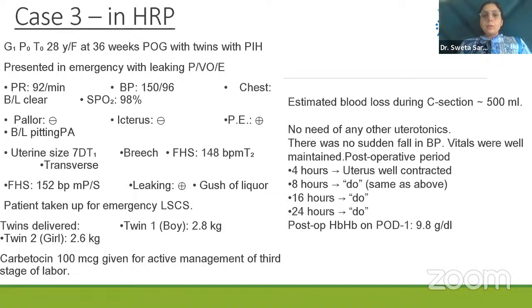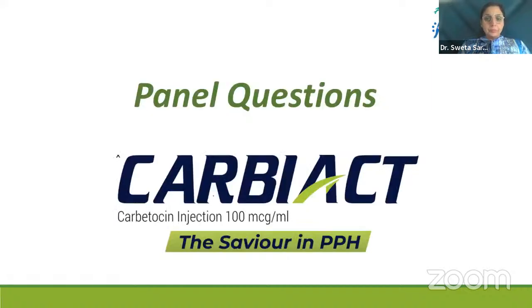So estimated blood loss with all these high risks was still approximately 500 ml only. No need of any other uterotonics. There was no sudden fall in blood pressure. Vitals were well maintained. And in the post-operative period, after 4 hours, the uterus was well contracted, even after 8 hours, 16 hours, and 24 hours, without the use of any other uterotonic agent. And on post-op day 1, the hemoglobin was 9.8 grams per deciliter. Earlier also, her hemoglobin was 10.2 before delivery. So there was hardly any fall in hemoglobin levels. Next.